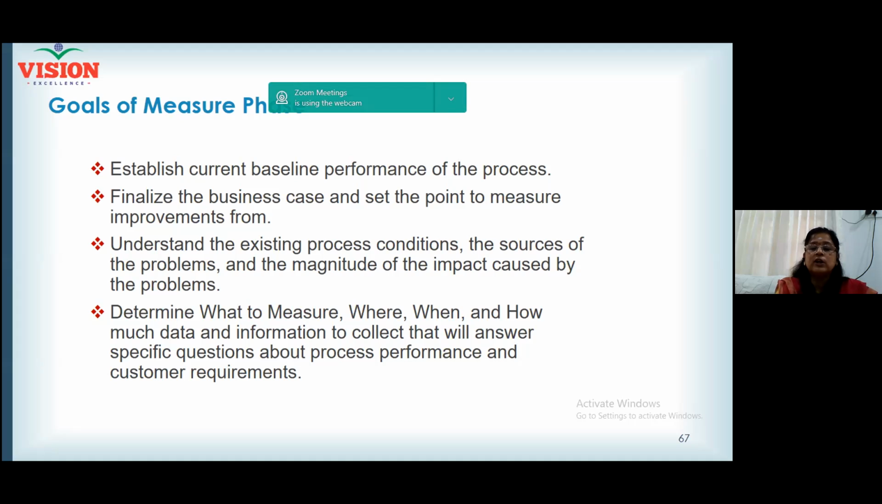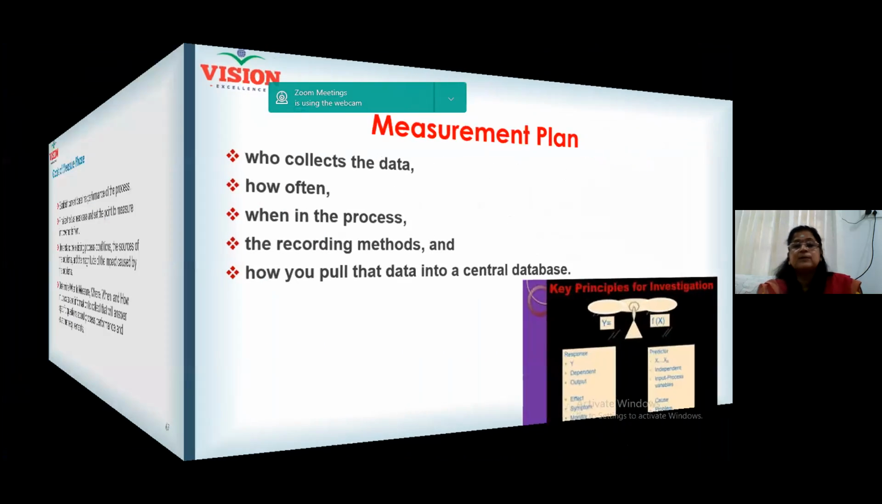You should not go in for too much data unnecessarily, and your time is lost, cost is lost, your resources are being throttled, in fact. And what information to collect and how you will process it will answer specific questions about process performance and customer requirements. You have to be very, very careful in the measure phase.